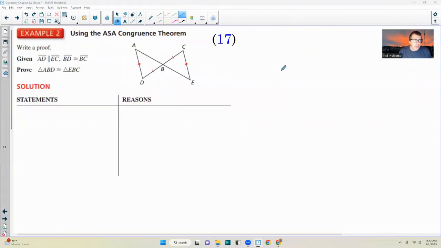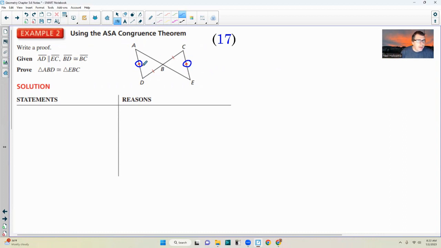Okay, example 2, using the angle, side, angle congruence theorem, write a proof. Everybody's favorite. Okay, so these proofs are really simple though. It says given segment AD is parallel to segment EC. Always look in the diagram. Sometimes they mark it, sometimes they don't. There's my parallel marker. AD is parallel to CE.